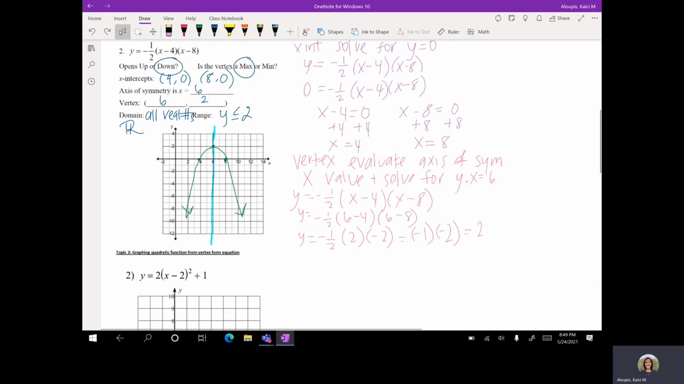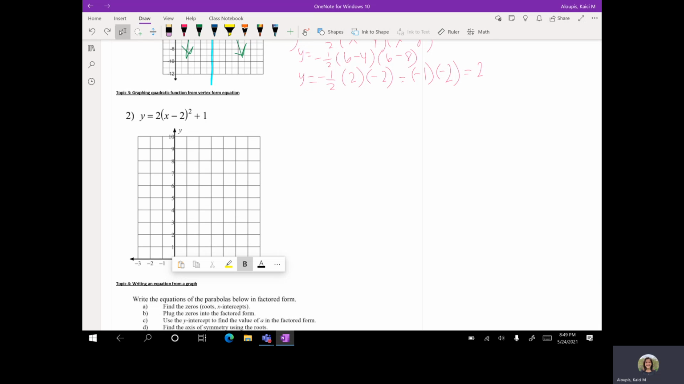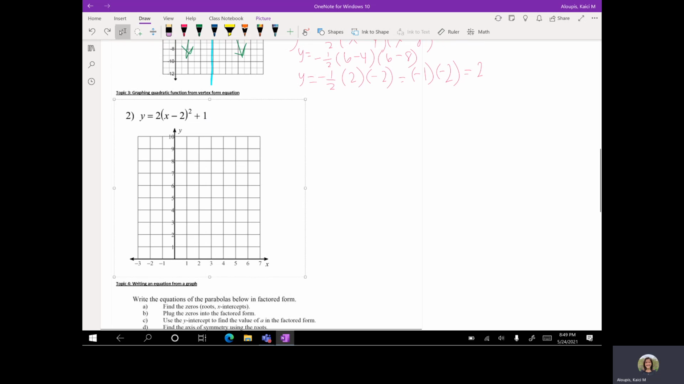All right, moving on, topic 3. Graphing a quadratic function from vertex form equation. So this is vertex form. There is one parenthesis set. It is squared right there, and there's something happening after. The general form of vertex form, okay. So let's write that actually.